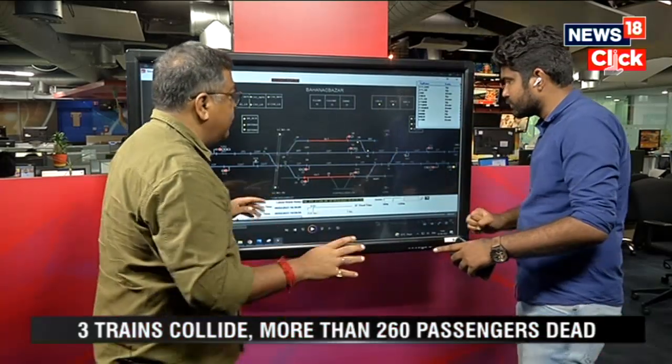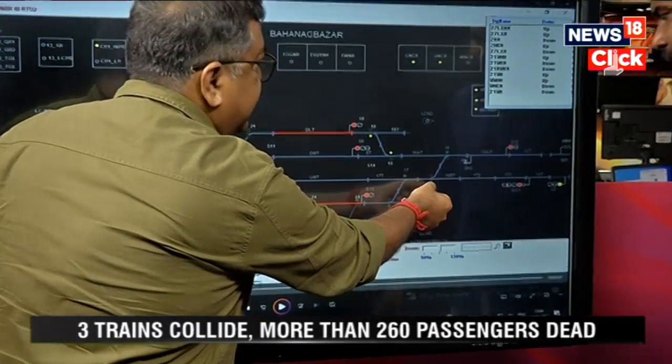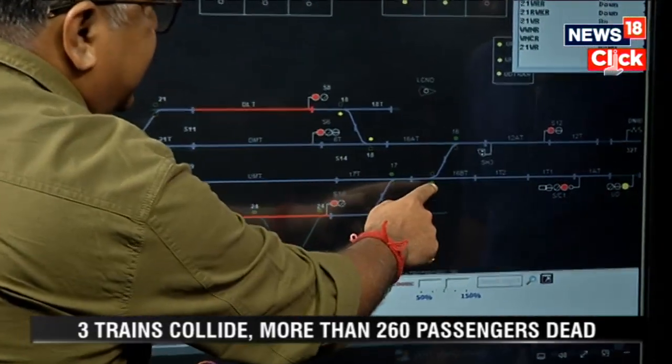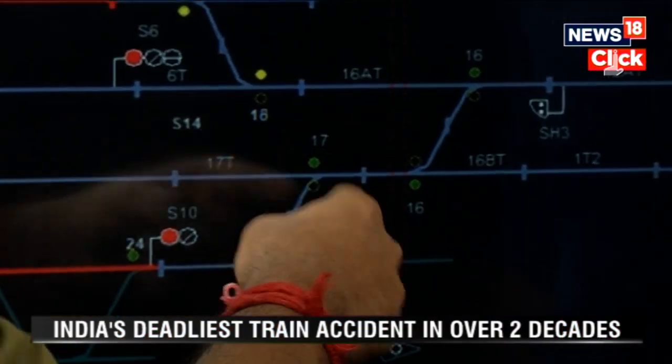Yeah, so let me tell you one thing. If you could please take a deep look, the signal is shown green here, right? The signal is shown green here. So this is probably the distant signal and this is the home signal, right?